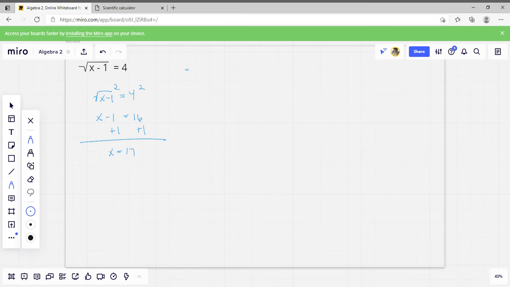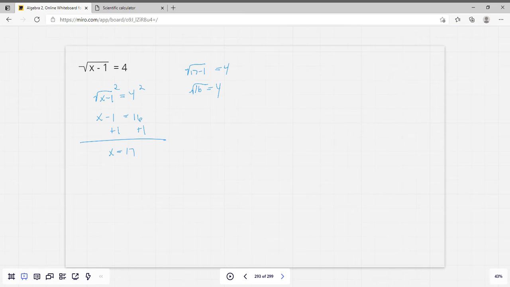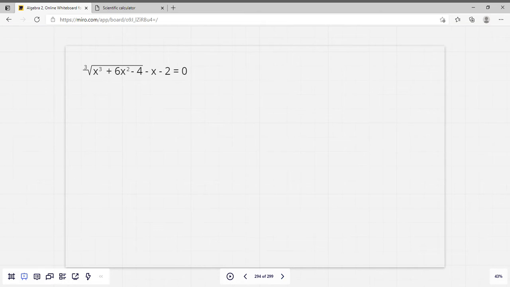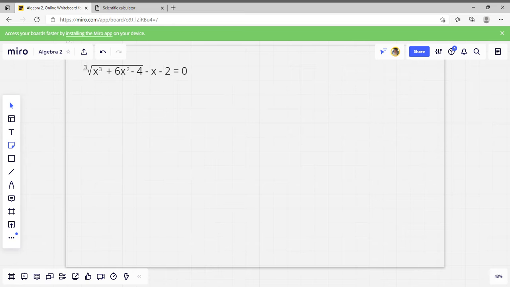And to check that, I'm going to say the square root of 17 minus 1 equals 4. 17 minus 1 would be 16. Square root of 16 equals 4. And yes, square root of 16 does equal 4. So that was a quick review of ones we've been working already. Okay, now we're going to get to ones that are a little bit more advanced.